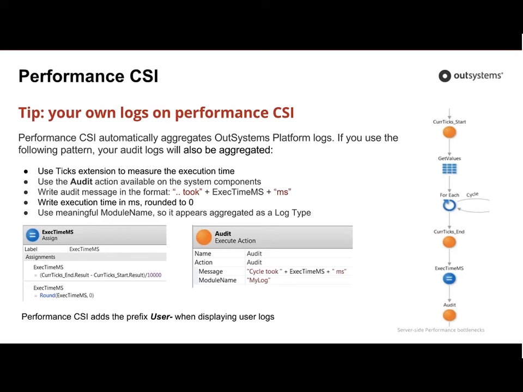One thing relevant, to make everything easy, is to round your execution time to 0. Avoid using any kind of decimal values. Performance CSI is going to use this, but this is going to end up also in the Service Center general logs. It will be available there, but Performance CSI will also collect this and combine it into the existing logs from the platform.